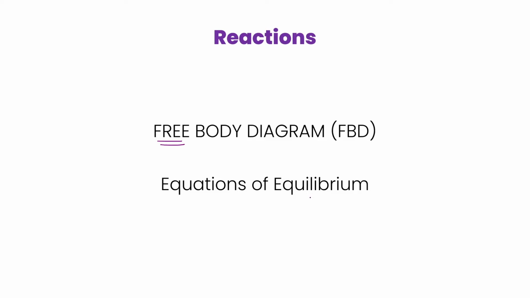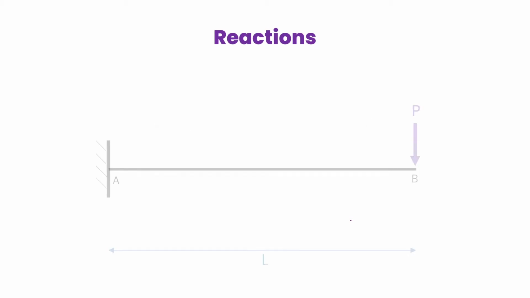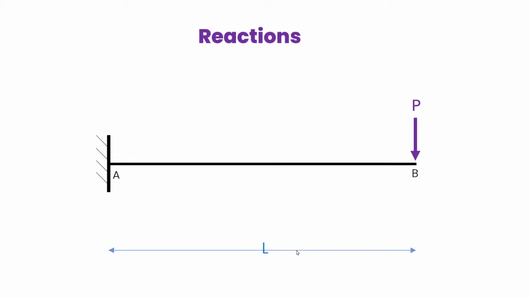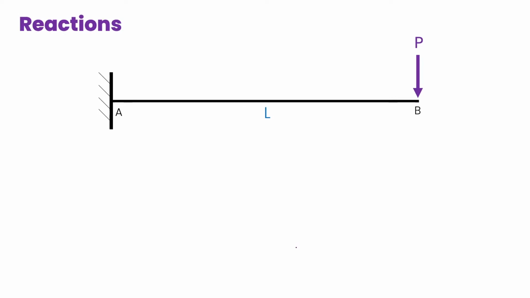That is, the structure is not moving in general and hence it is in equilibrium. So with a free body diagram and the equilibrium at our hand, we can easily solve for the reactions. So let's do that right now. So we have this structure again with a node A at this end, B at this end, a load and the length L. Let's try and first of all change it to a free body.